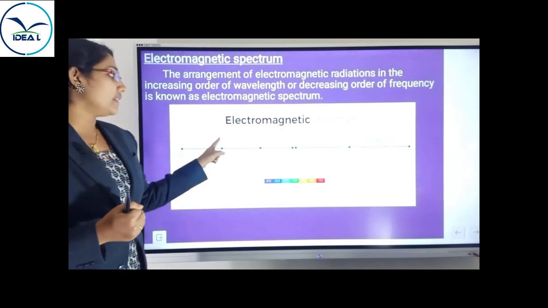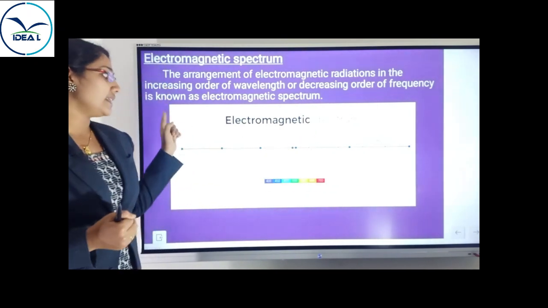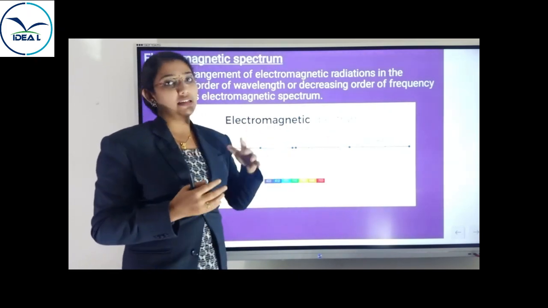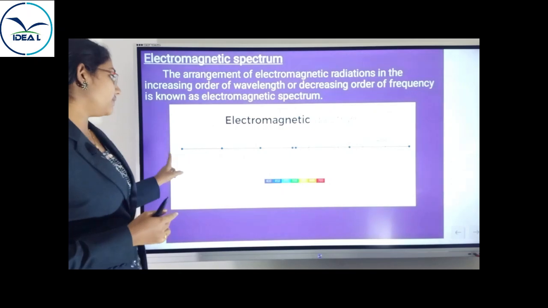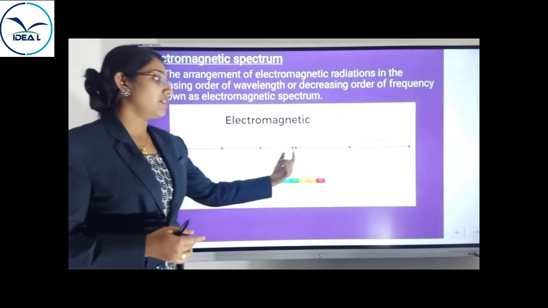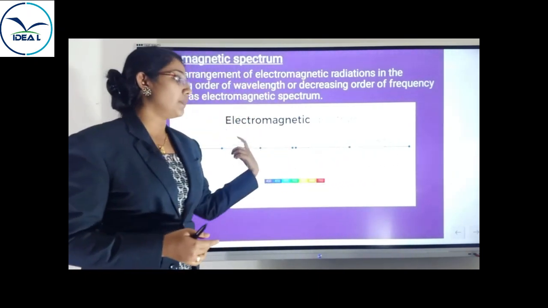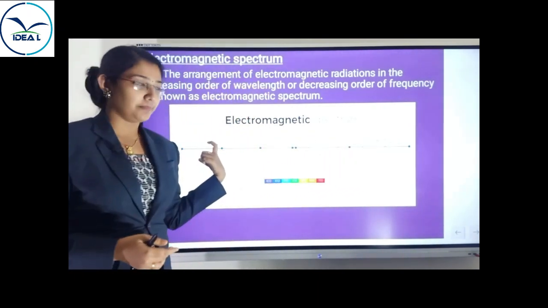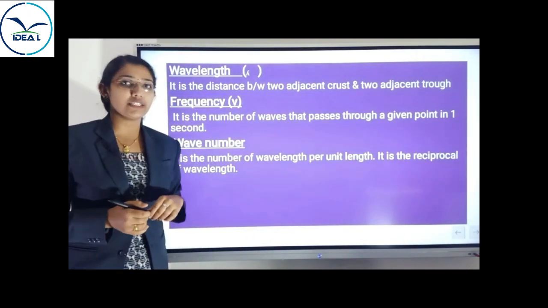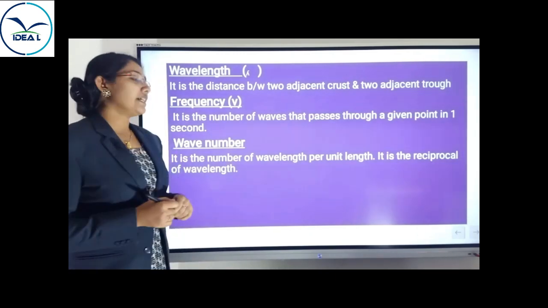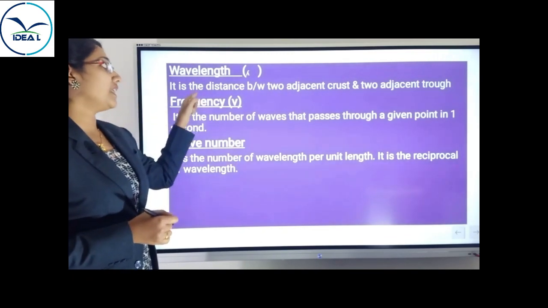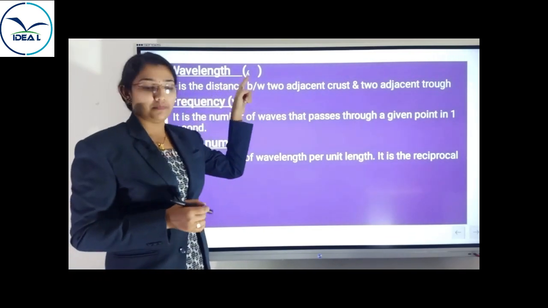Here these are the electromagnetic radiations: gamma rays, X-rays, ultraviolet, visible light, infrared and radio waves. Here wavelength is increasing but frequency is decreasing. From here wavelength decreases but frequency increases. Then here are some of the terms related to the electromagnetic spectrum or electromagnetic waves. First one is wavelength, which is denoted by lambda.